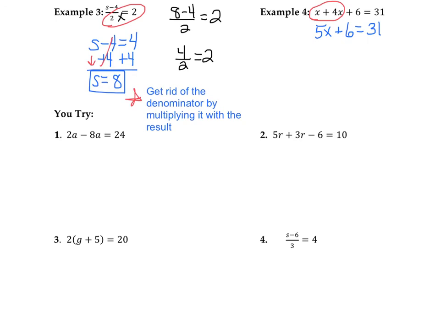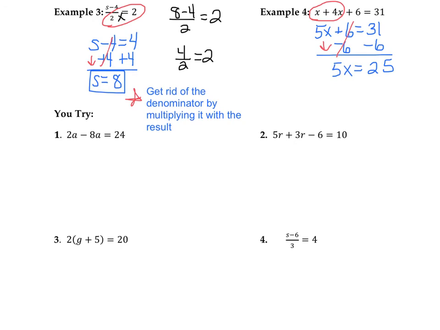And now what do you notice here? We have a two-step equation. So our next step is to undo addition or subtraction. We're adding here. So we're going to undo it by subtracting 6 from both sides. We're going to bring down our 5x, and the 6's are going to cancel. So you have 5x equals 31 minus 6 is 25. And then we have a one-step equation.